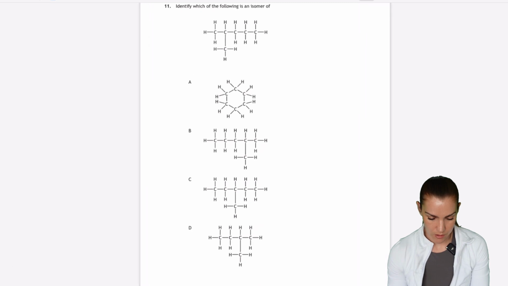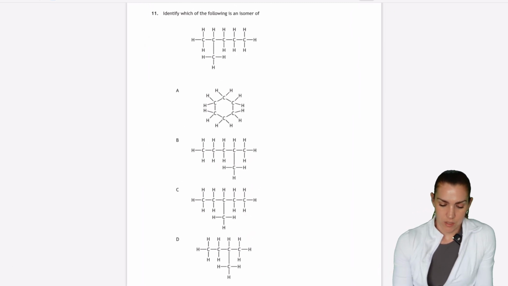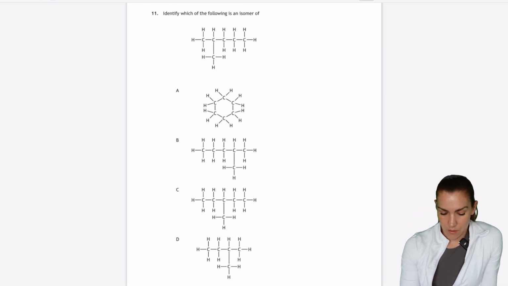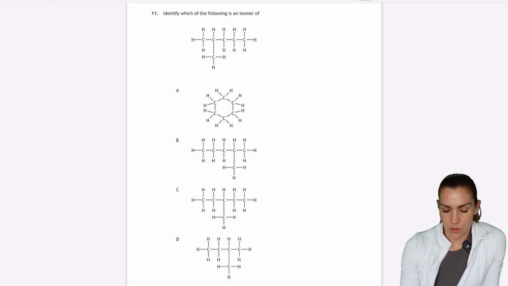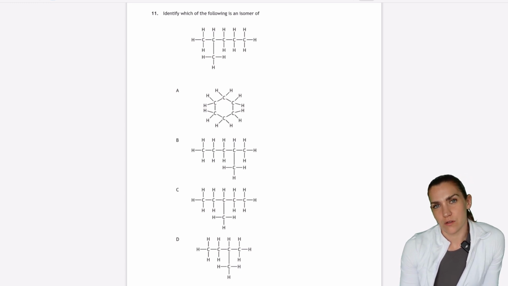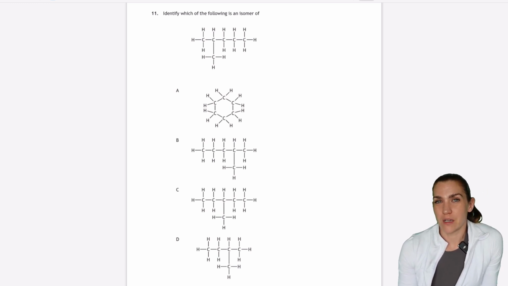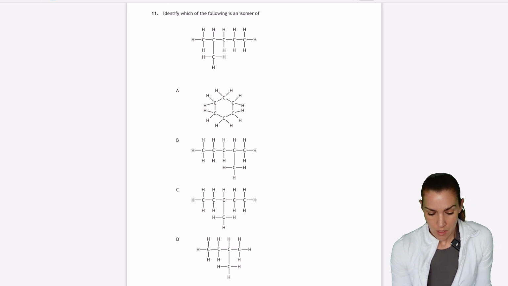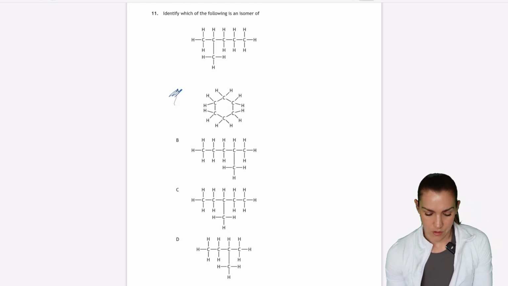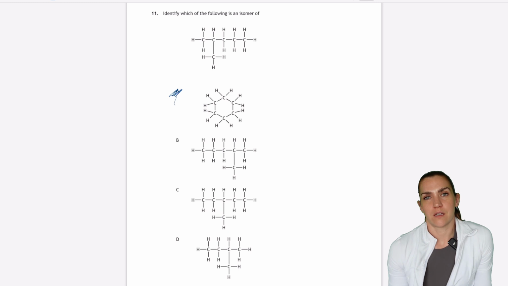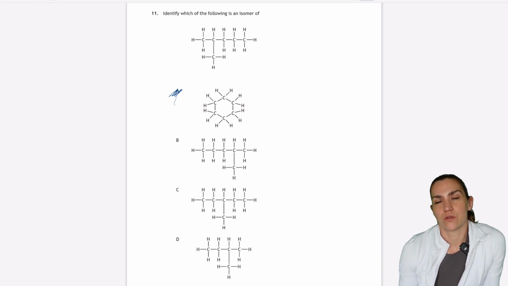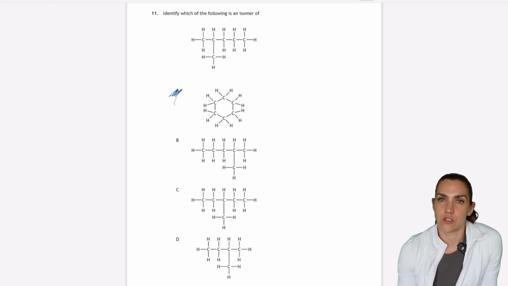If we then go on to question 11, the molecule that's an isomer of that molecule shown there. So the molecule we've been shown is an alkane. It's got all single carbon to carbon bonds. That means its isomer will have to be another alkane. So alkanes can only be isomers with other alkanes. That means that A is not going to be an isomer. It's not going to have enough hydrogens because it's a cycloalkane, so they have the general formula CnH2n, whereas alkanes have the general formula CnH2n+2.